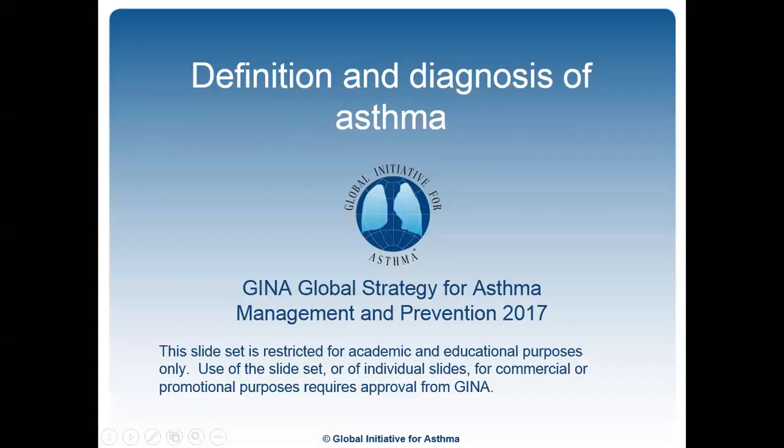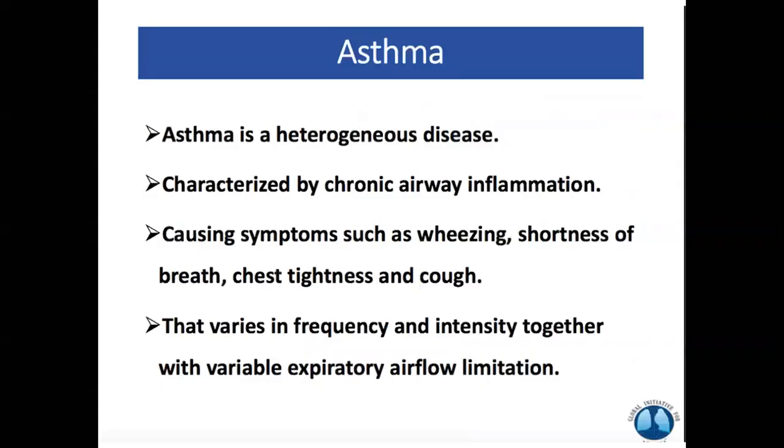Okay. So, definition and diagnosis of asthma. The main characteristic feature, the pathogenesis, is chronic airway inflammation. Anything you want to know in one word, it is chronic airway inflammation. This results in bronchoconstriction, and the bronchoconstriction presents as wheezing, shortness of breath, chest tightness, and cough. So these are the symptomatology.